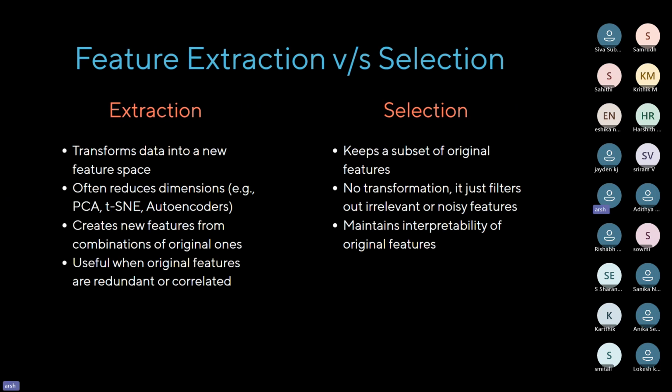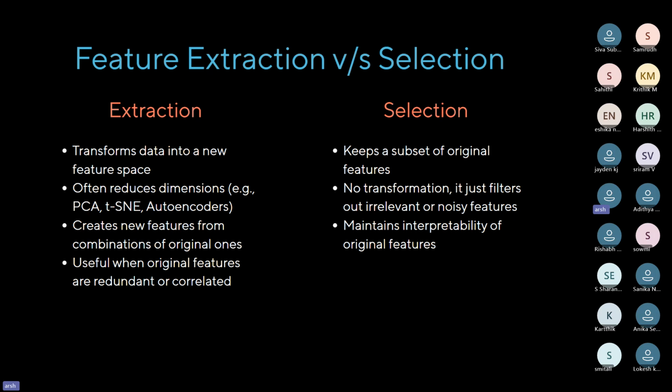First of all, what is the difference between feature extraction and feature selection? There are two ways that you can reduce dimensions, two ways you can reduce data. The first is feature extraction. Feature extraction basically transforms the data that you have into a new feature space. It often reduces dimensions and it creates new features from the combinations of the original features. This is particularly useful when features are correlated or linearly dependent on each other. So you don't need to have 2 or 3 features when you can have only one feature that represents what those 2 or 3 features are conveying.